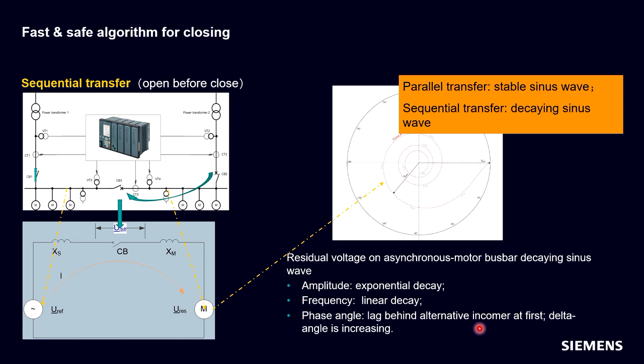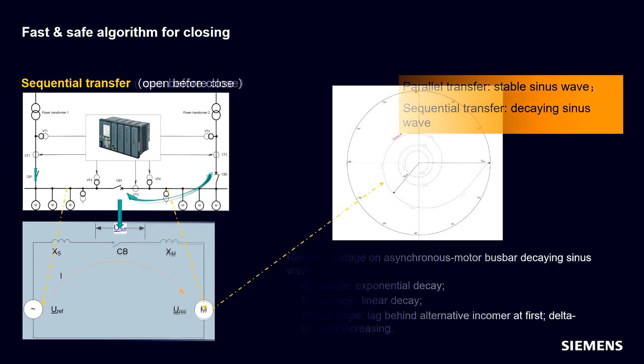So that means, as a note or as a hint, the parallel transfer can be used when we have a stable sinus wave, and the sequential transfer can be used when we have a decaying sinus wave. This is a note, this is a hint, and I think it is very easy to know that, to make the right decision.